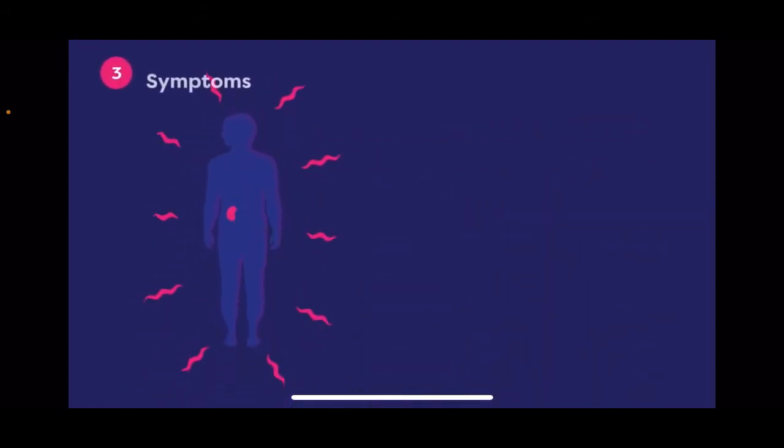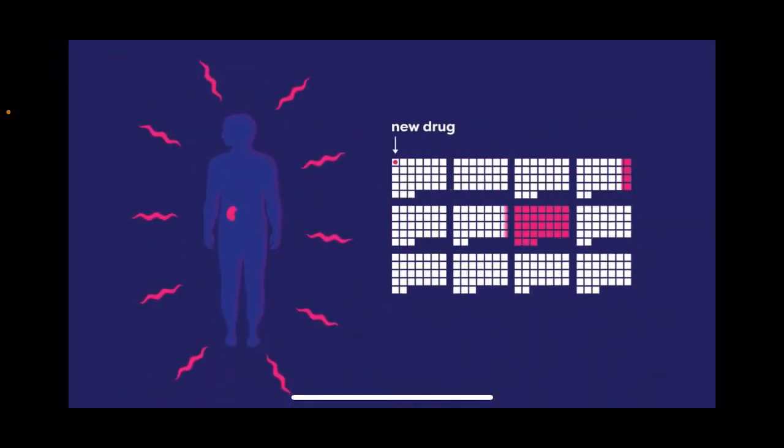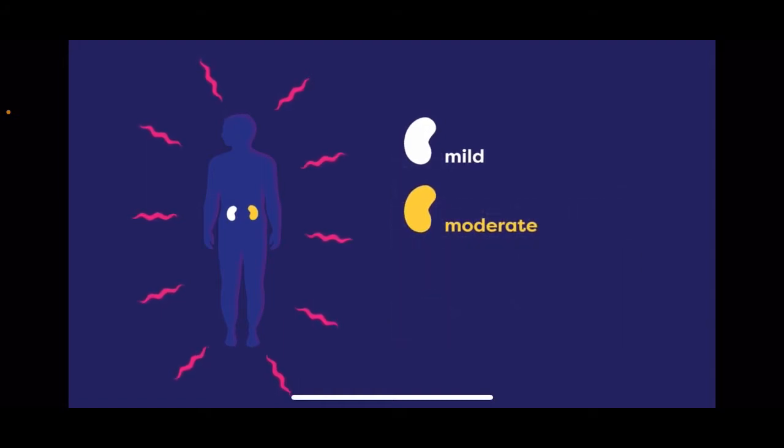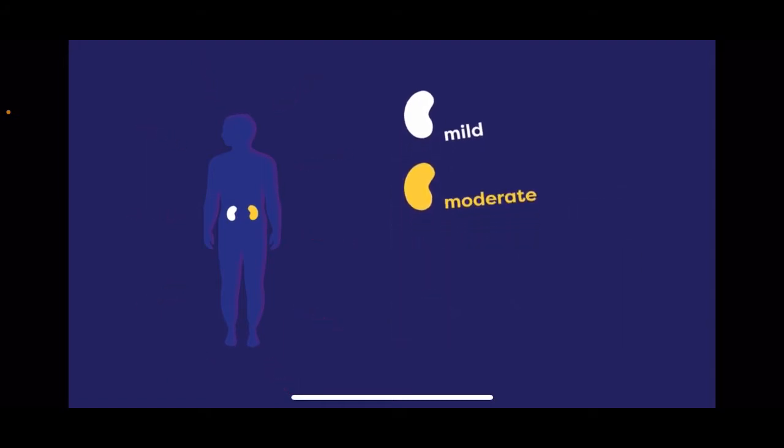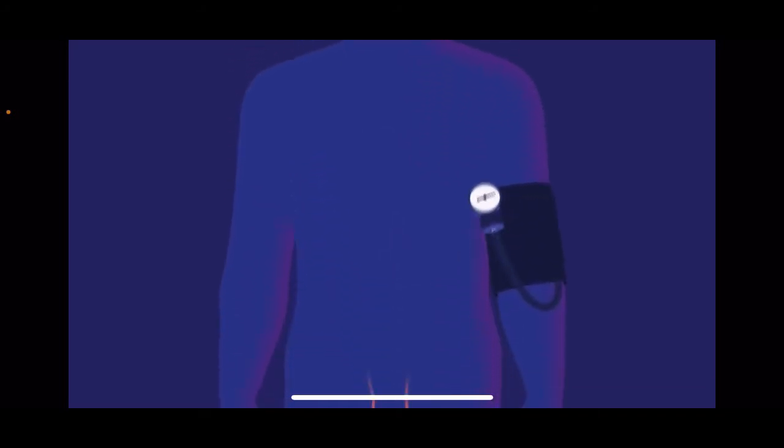Third, symptoms can occur days or months after starting a new drug. Most mild to moderate kidney injuries do not have any symptoms. People with a severe kidney injury may complain of feeling tired or confused, a sudden increase in blood pressure, a sudden change in urine output, or swollen ankles and weight gain from fluid.